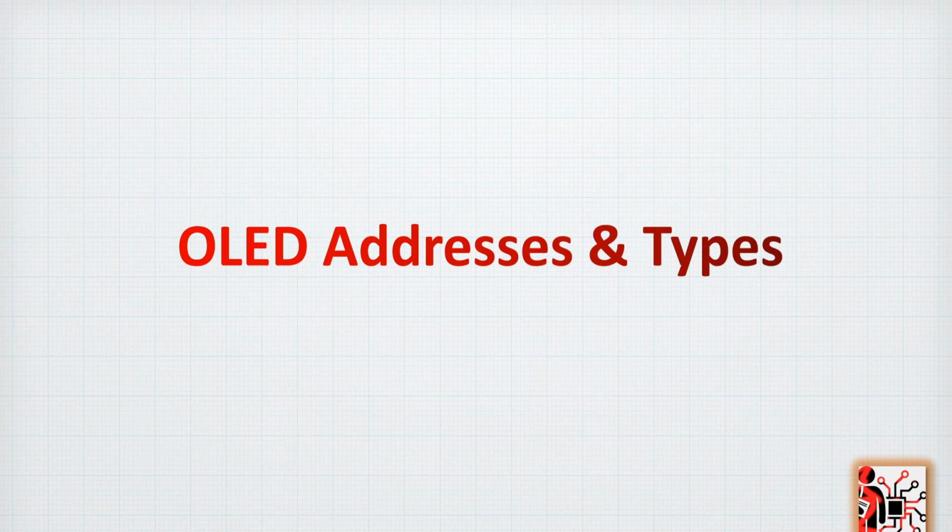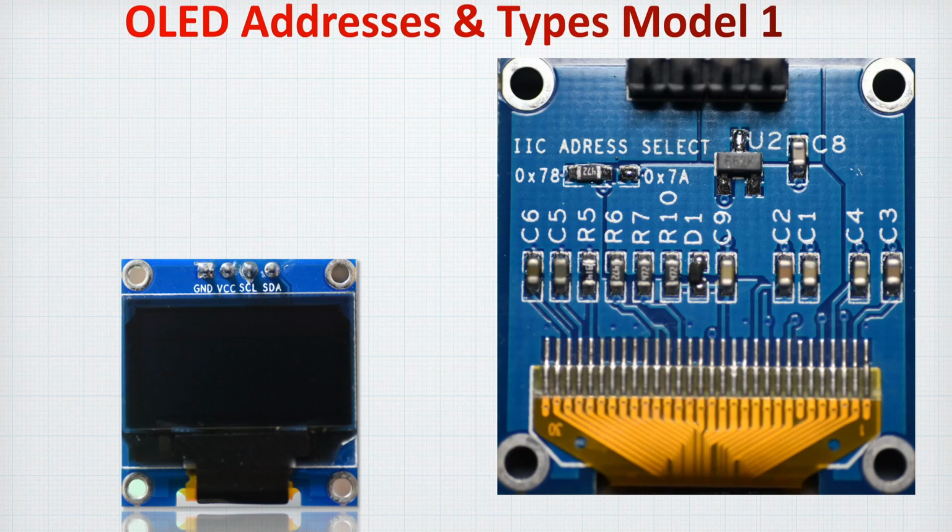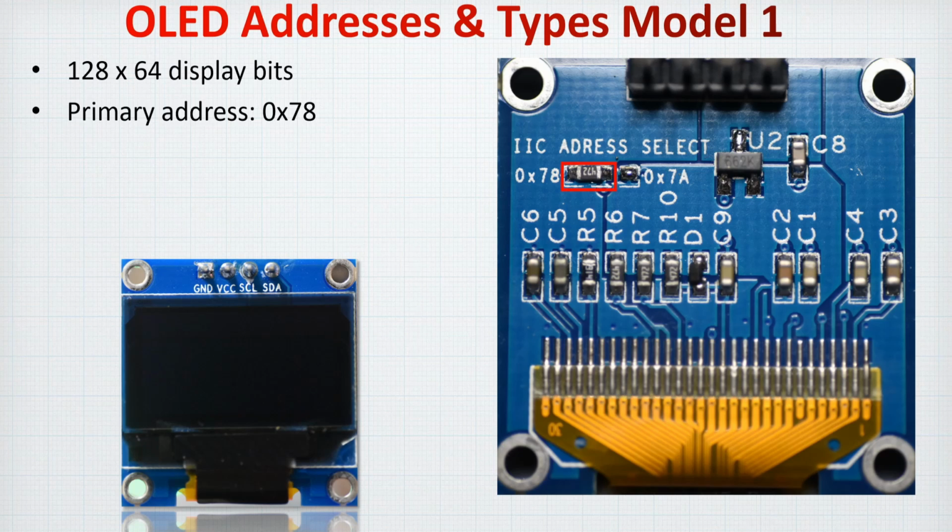Then let's take a look at the address and type. Let me show you here first. This is the back of the display, and you can see the hexadecimal 78. This is the model that has 128 by 64 display bits, and the address is also related to this soldered resistor here. Usually this comes with this configuration.